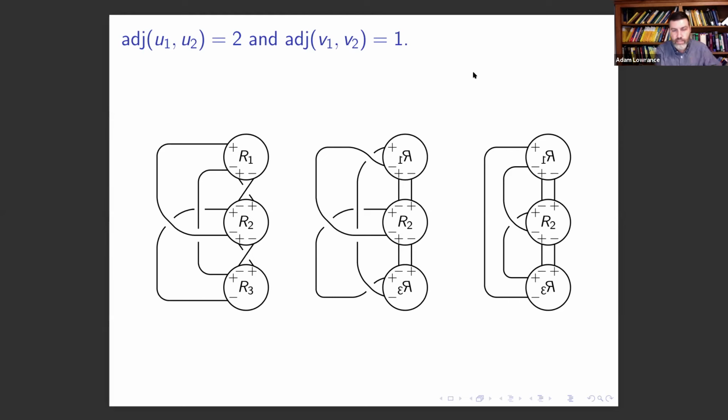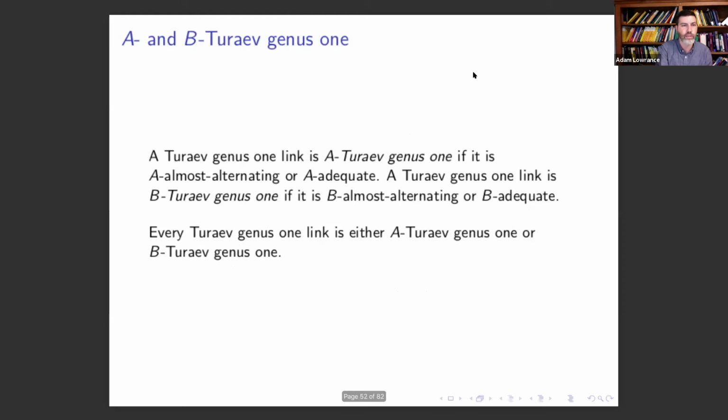And so you do a similar argument for 2 and 2, and that allows you to prove that you always have at least one of these adjacency numbers being 0. Every almost alternating link has a diagram such that at least one of these is 0. And I've called one of them A almost alternating and the other one B almost alternating. So it's really just playing around with the diagrams. And then we just wanted a term. There's nothing fancy about this.